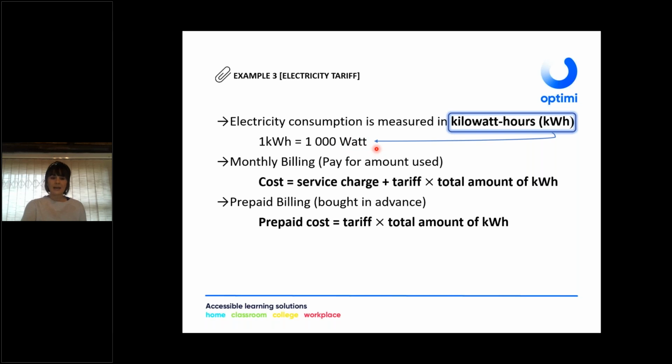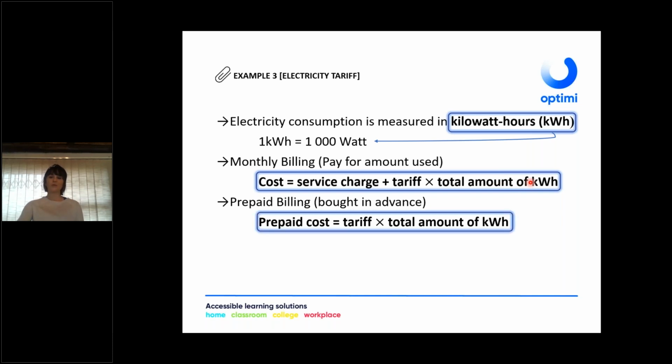When we look at the two billing methods that can be used for electricity tariffs, the first one is monthly billing, which means you pay for the amount of electricity consumed. The formula looks like this: your cost is calculated by taking your service charges and adding to that your tariff multiplied by the total amount of kilowatts used. The second billing method is prepaid billing.